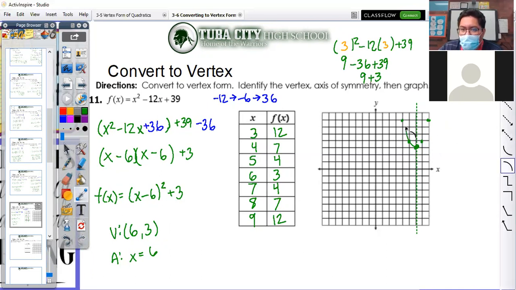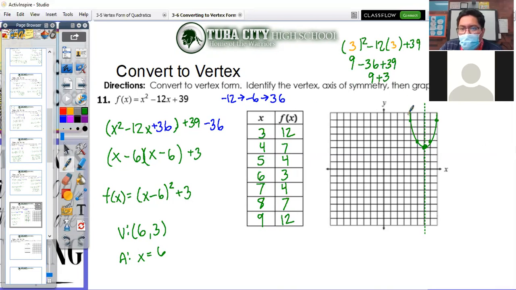But again, knowing a few shortcuts can make things a little bit easier and a little bit faster. So graph that and we are done. You're done with this one.